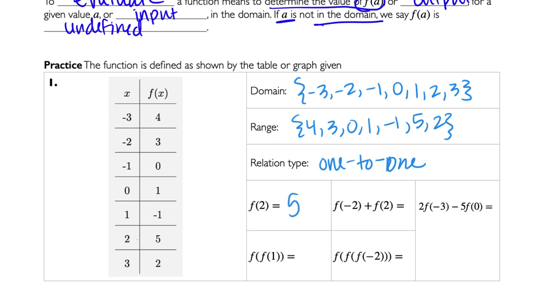What is f of 2? 5. Yep. 2 maps to 5. What about f of -2 plus f of 2? That's 8. Okay, what do you think 2f of -3 means?